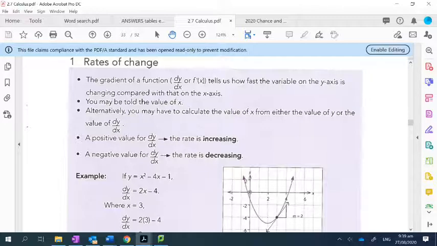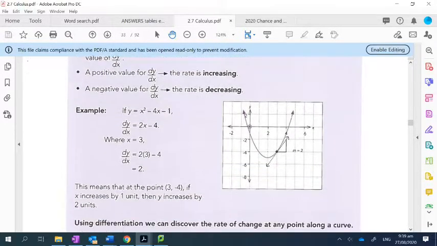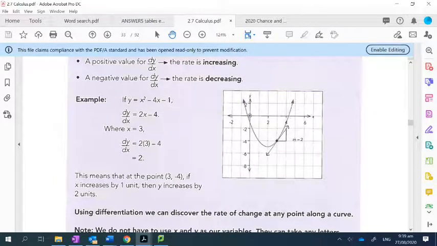So keep that in mind as you're going, because you're going to be answering questions based on that. So put some things together. Just look at this first example really quickly. If y equals x squared minus 4x minus 1, then dy/dx is 2x minus 4. All they did was take the derivative, right?